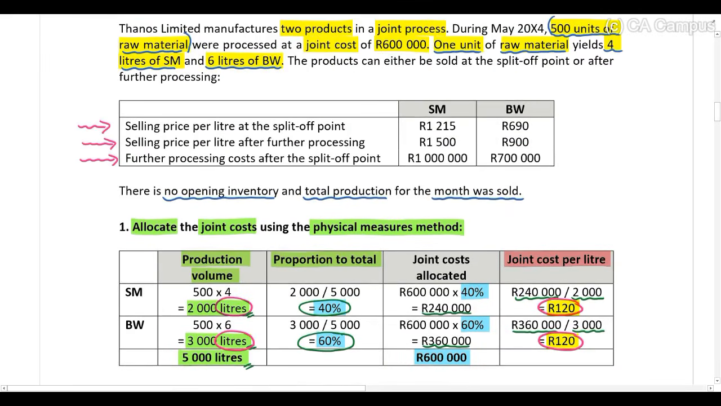We were given the selling price for both products at the split-off point and also after further processing. And you can see, regardless of whether the products are sold at the split-off point or after further processing, SM has a much higher selling price and BW has a much lower selling price. So if the selling prices are so different, these products must be quite different. So if they're very different, it doesn't make sense that they have the same cost per litre.